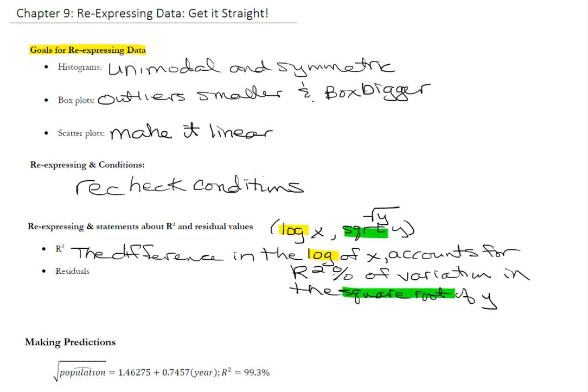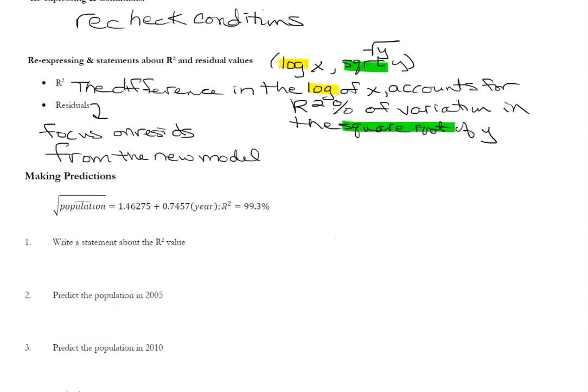All right, residuals. When you talk about the residuals again, you focus on the ones from the new model, not the residuals from the original one. When you use the new model after re-expressing things, the residual plot gets random. Okay, we're going to do a couple of problems so you can see what you have to do. You are not going to have to come up with these equations. You're going to have to interpret the equations and be able to use the equations.